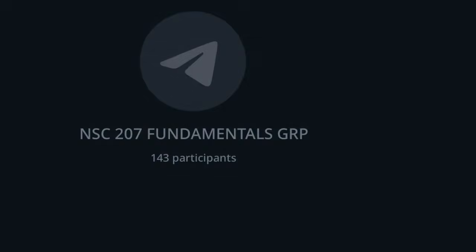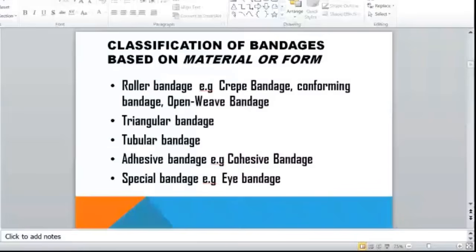We also have the triangular bandage. That triangular bandage is a big triangle, from the word. It is a big triangular-shaped cloth. We can use it as an arm sling or head cover. We also have the tubular bandage. When you hear tubular bandage, that is an elastic tube-shaped bandage. It can be used for the fingers, for the toes, or for the limbs.